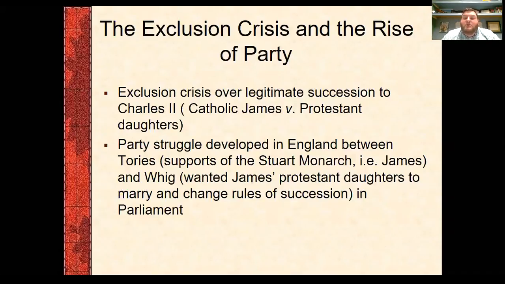And what's interesting to note is that once James has a son, the Tories, even though they're supporting the Stuart monarch, their worry of a Catholic dynasty overcomes that, and they actually support this Glorious Revolution.